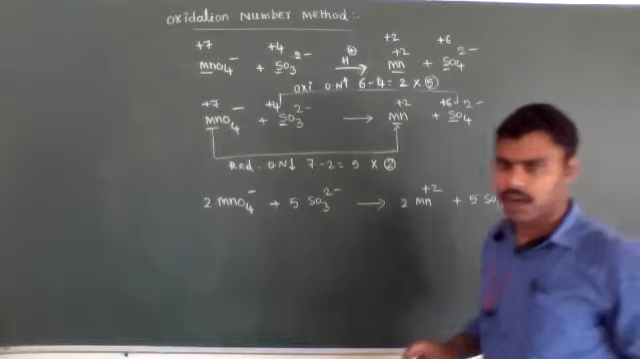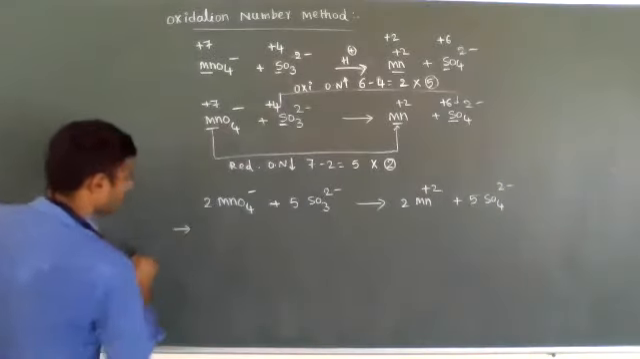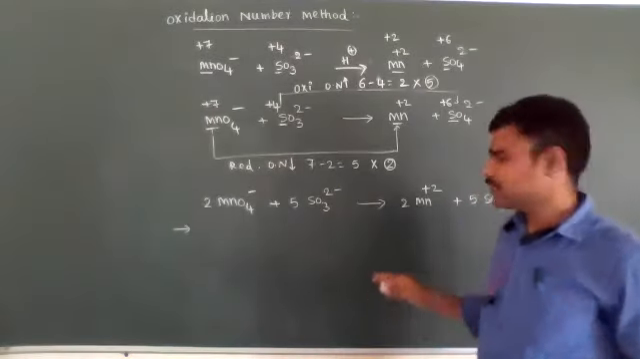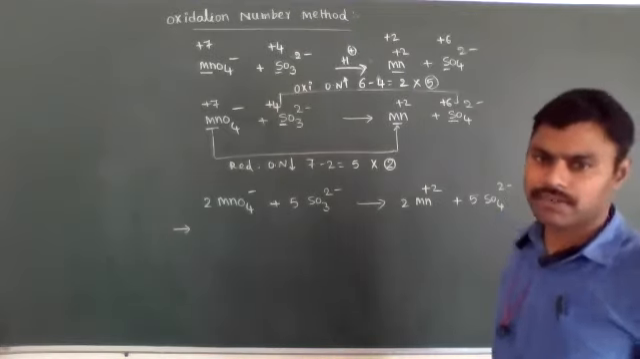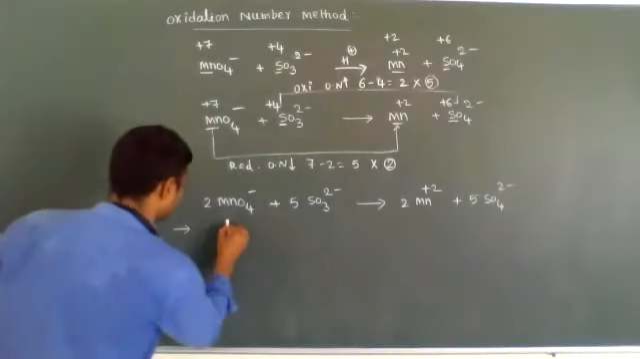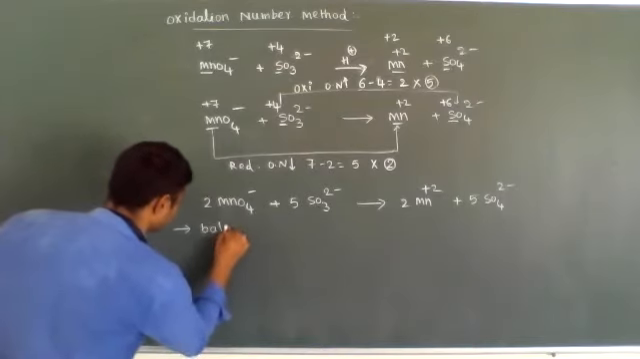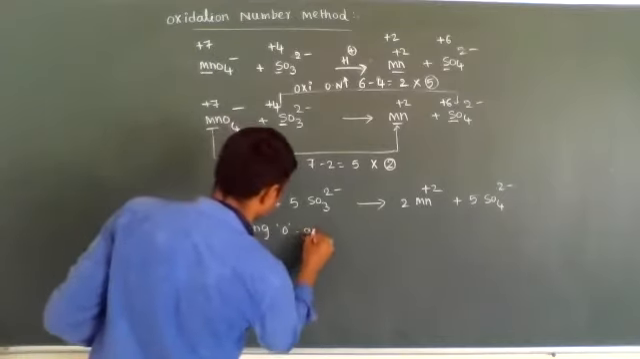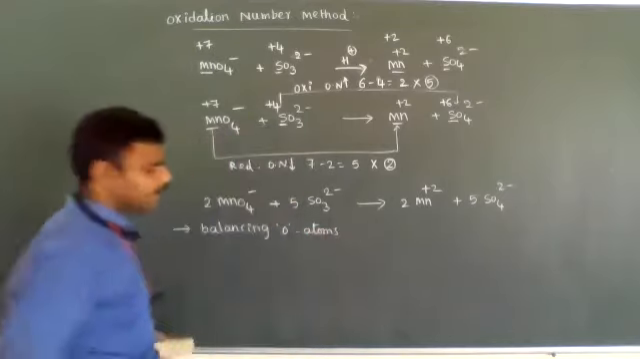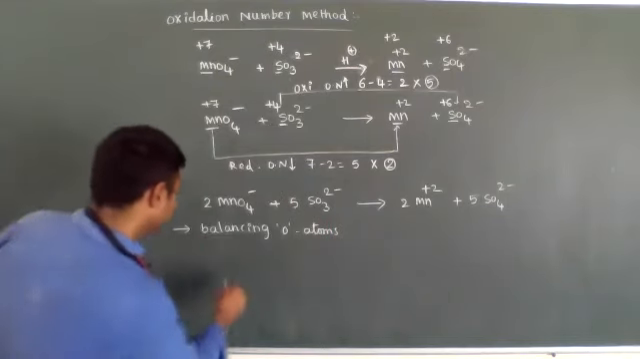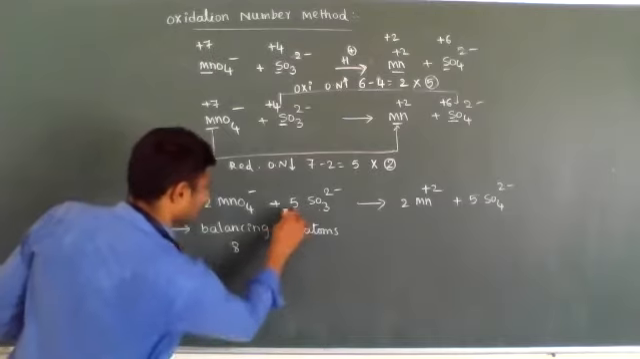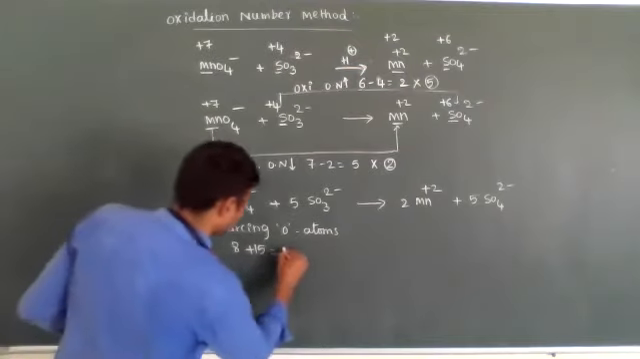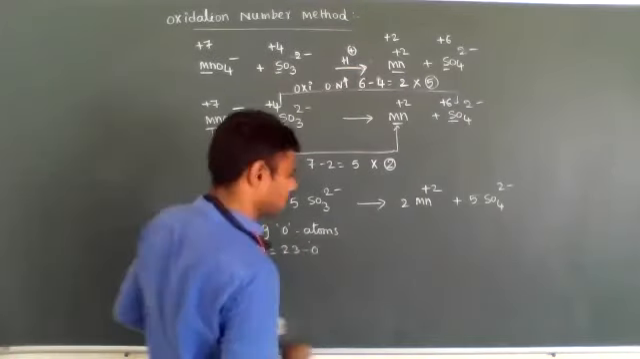It is very clear. Now we need to balance oxygen atoms. Up to this step, 50% of the equation is balanced. Now just what is left? Only oxygen atoms as well as hydrogen atoms. Balancing oxygen atoms: 2 fours are 8 and 5 threes are 15. 15 plus 8, how much? 23 oxygen atoms are present on the left side.